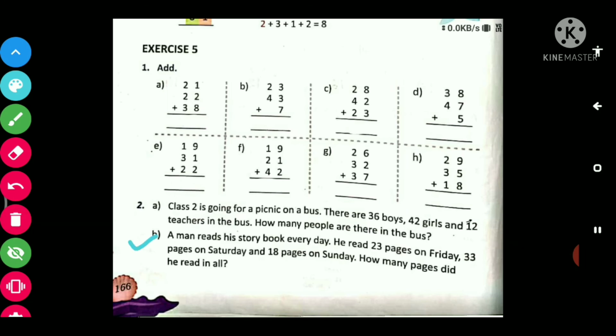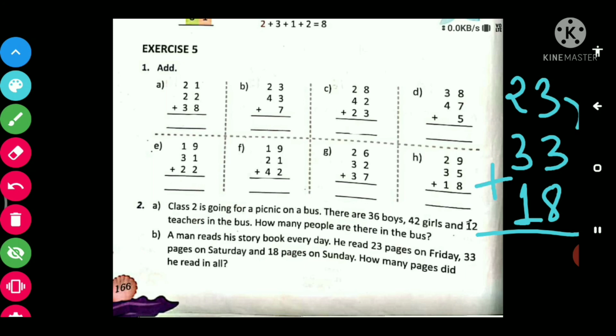Okay, now see the B part. A man reads his storybook every day. He reads 23 pages on Friday, 33 pages on Saturday, and 18 pages on Sunday. How many pages did he read in all? So in total, we have to find out the total number of pages. Okay, now we'll find out the total pages. So 23 is there, then 33 is there, then 18 is there.